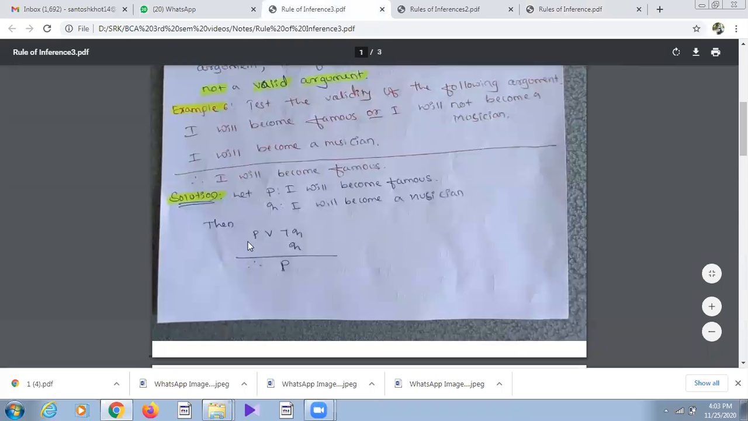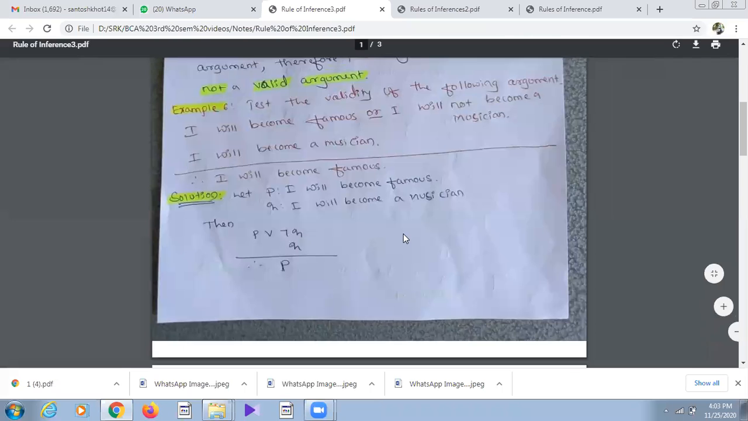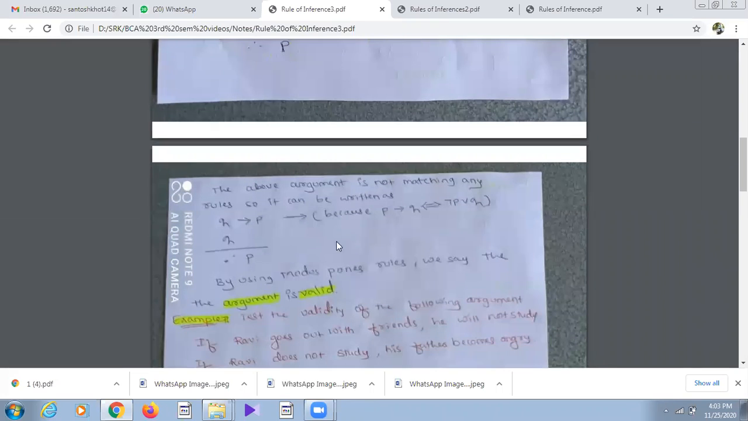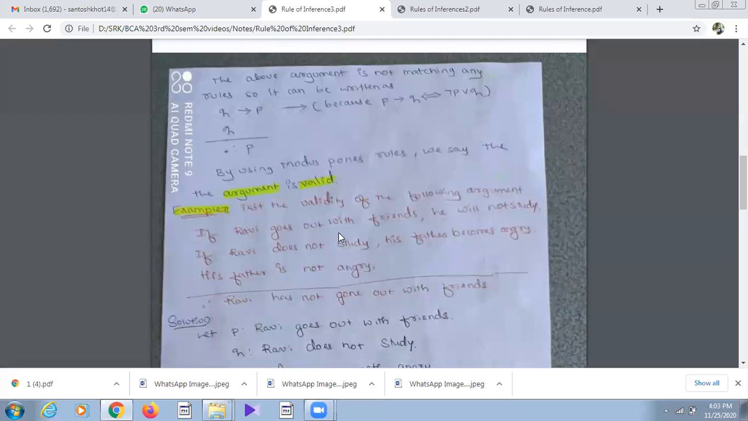Directly from the tabular form, after checking the rules of inference, we cannot directly say that it is invalid. Some laws of logic rules you have to apply, and then we can say that this particular argument is valid. Okay.